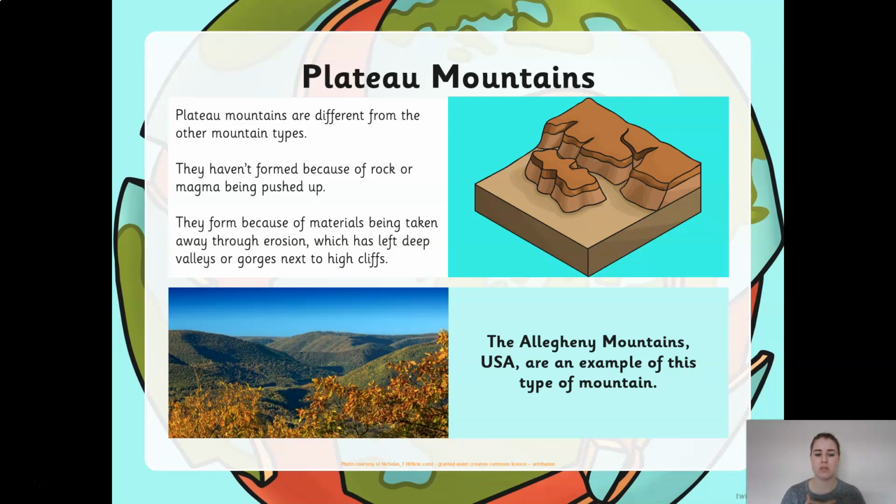So when weather or certain events have worn away at the edge of the mountains or at the edge of our materials, that then cuts through a very deep valley. It can either be a valley or what we call a gorge, and that usually tends to happen next to very high cliffs.